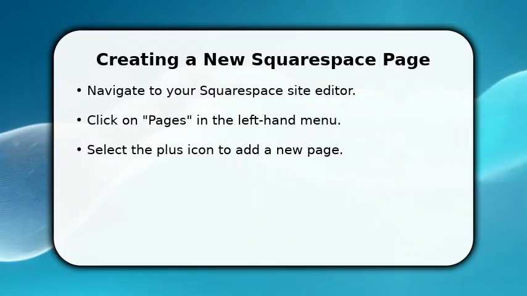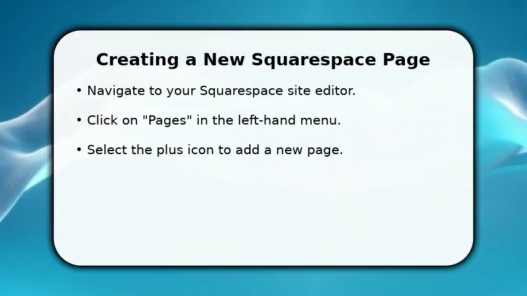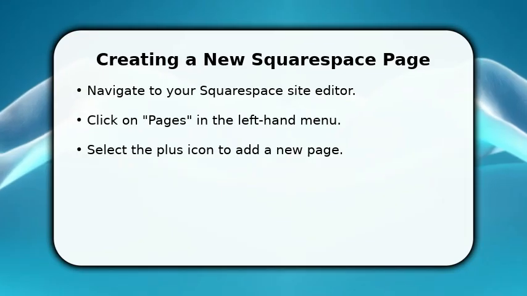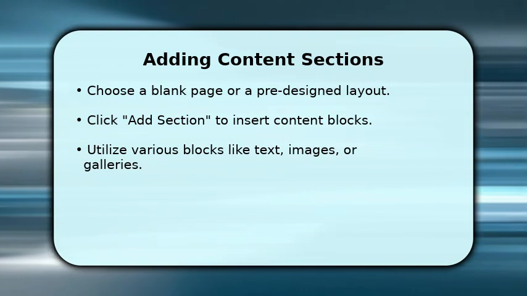Then, look for the plus icon, usually next to Main Navigation or Not Linked, and click it. This action will prompt you to choose a page type, like a blank page or a pre-designed layout. Once you've selected your page type, you'll be taken to the page editor. Here, you can start building your page by adding content sections.